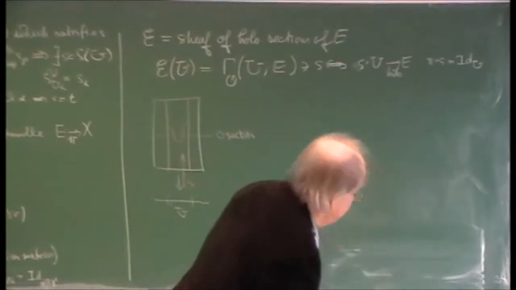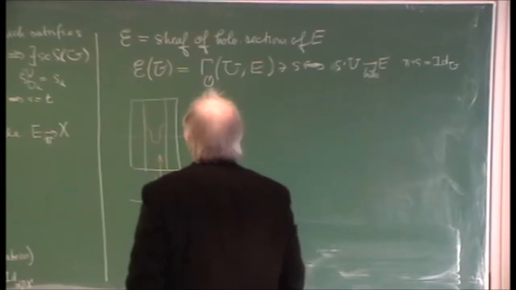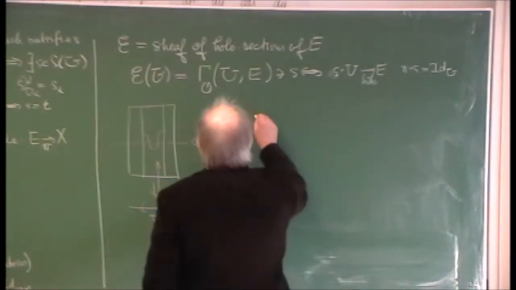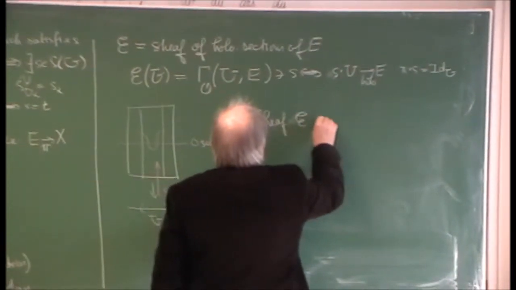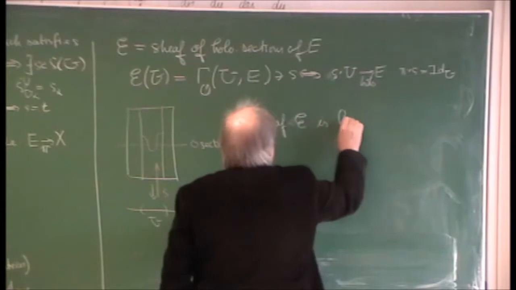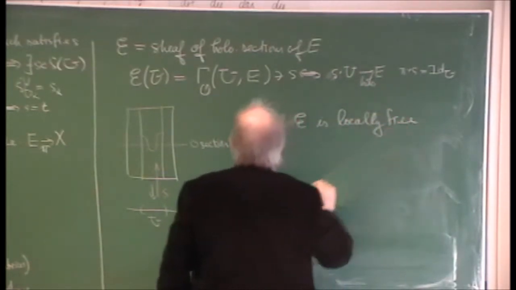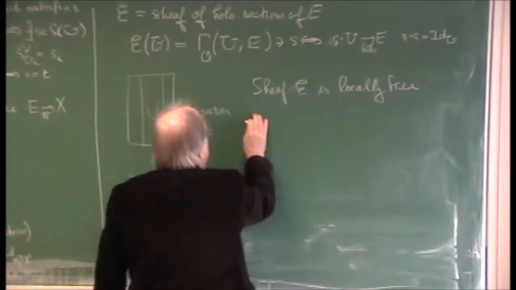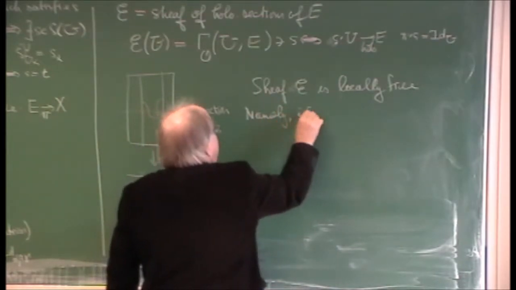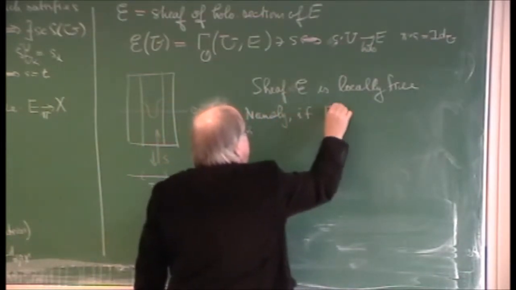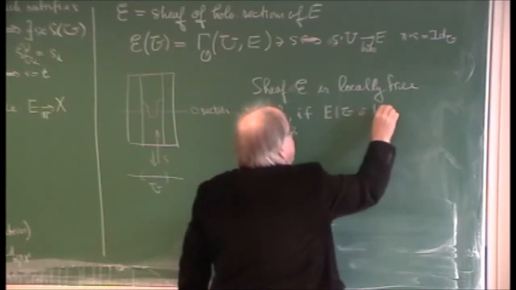So this is a beautiful thing, and the sheaf here, the sheaf of sections of E, is locally free. Namely, if say E restricted to U is trivial, so we take a trivialization on some open set U.